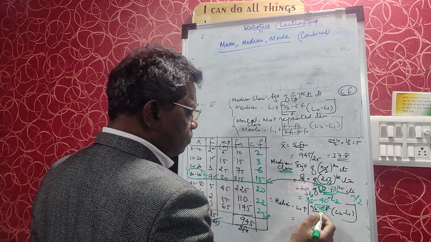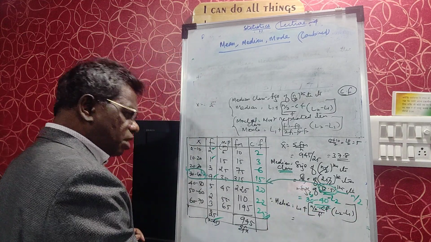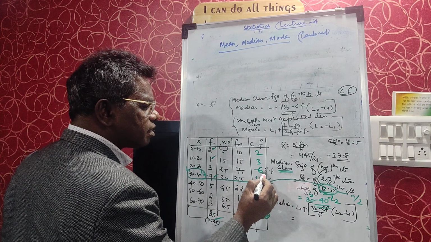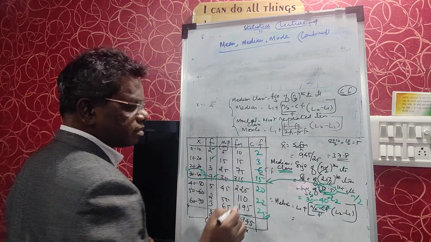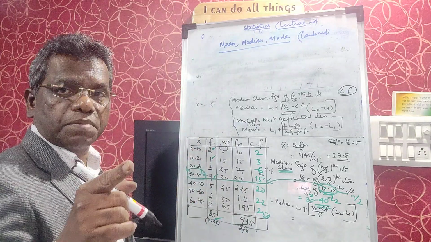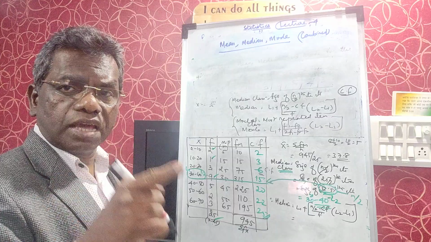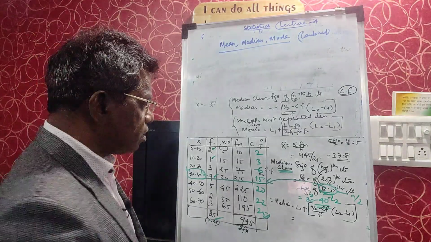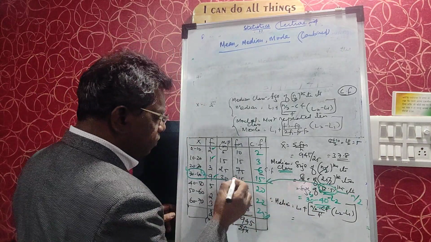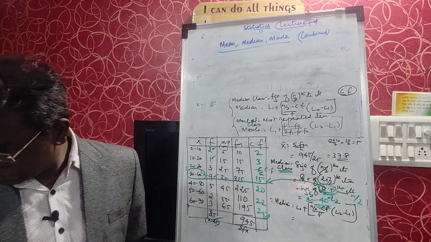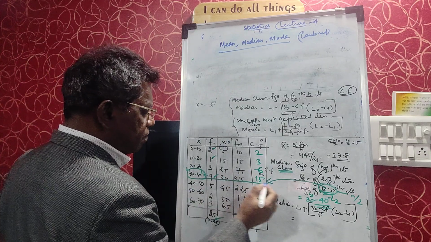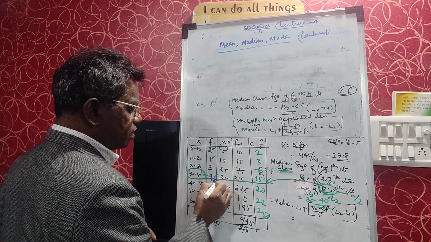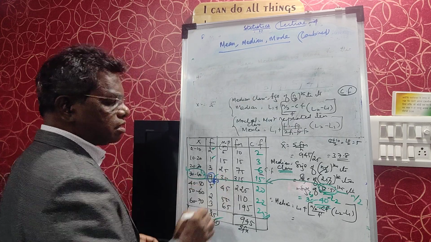What is CF? Cumulative frequency of the pre-median class. This one is CF. Just remember, you may have confusion here: it is the cumulative frequency of the pre-median class, not the median class. Then F means the frequency of the median class, which is 9.